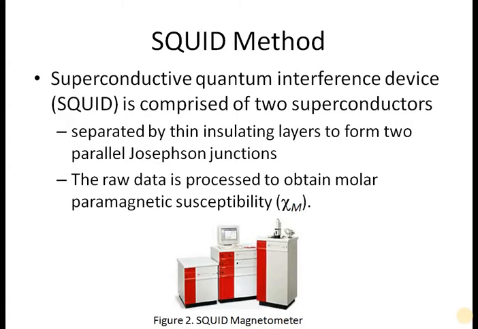SQUID method. A superconducting quantum interference device comprises two superconductors separated by a thin insulating layer to form two parallel Josephson junctions. The raw data is processed to obtain the molar paramagnetic susceptibility.